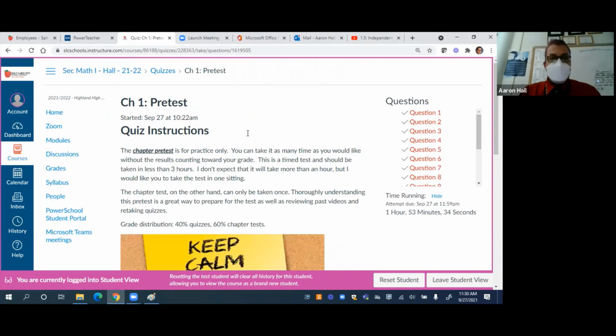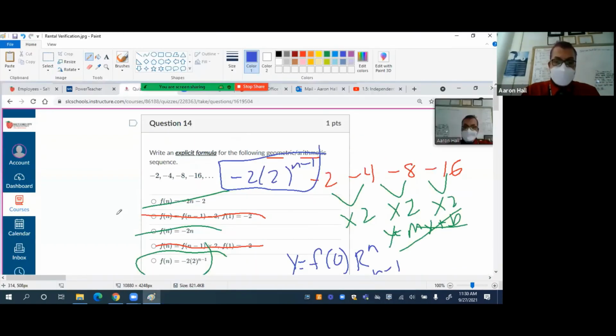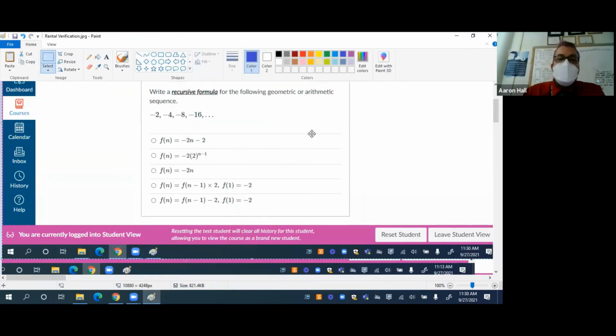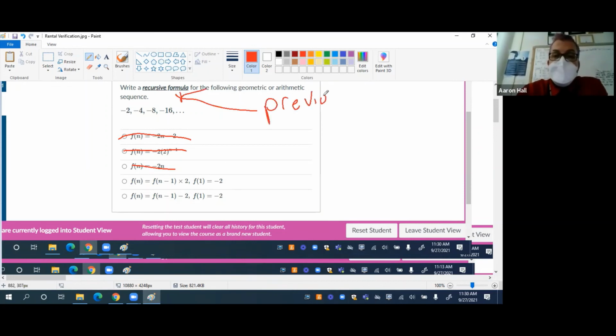All right. So number 15. For this sequence, -2, -4, -8, -16, what is the recursive formula? Recursive means what? Means the previous term, which means I can rule out what? Yeah, I can rule out 1, 2, and 3 because those are explicit, not recursive. I don't see anything in there that says previous term.